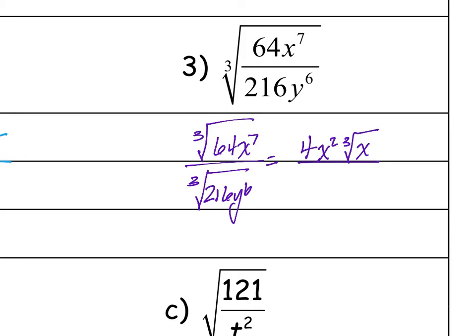6 times 6 times 6. That is 6 times 6 times 6. Yeah, okay. So the cubed root of 216 is 6. And the cubed root of y to the 6 should be y squared. And unfortunately, I can still simplify this, right? Because 4 and 6 simplify to 2x squared cubed root of x over 3y squared, because 2 goes into 4 and 6.